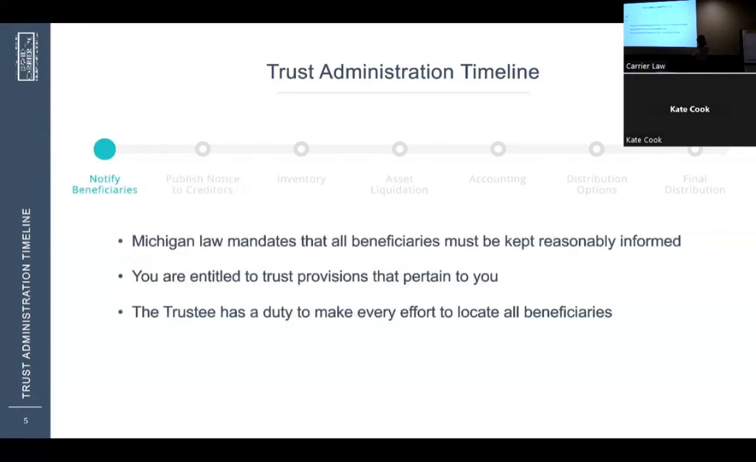The trustee has a duty to make every effort to locate all beneficiaries. So if there's ever an instance where somebody has passed away and we are examining their trust and we are trying to identify beneficiaries, particularly in a case where perhaps somebody has dictated that they want all of their assets to go to their grandchildren, but they don't identify their grandchildren by name. The trustee has a responsibility to do their due diligence to track down every living grandchild of the person who passed, even if they aren't specifically named in that person's estate planning.